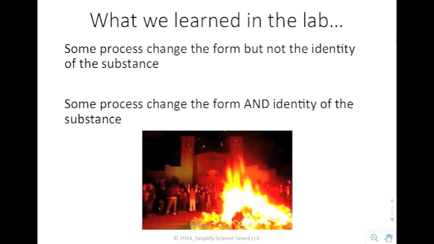Now, what we learned in the lab. We learned that some processes change the form of the substance, but not the identity. So for example, if you have a piece of paper and you tear that piece of paper in half, it's still paper. But what you did is you changed the form, the shape, the texture, those sorts of things. But some processes will change the form and the identity of the substance, and that's what you see whenever you see something burning.